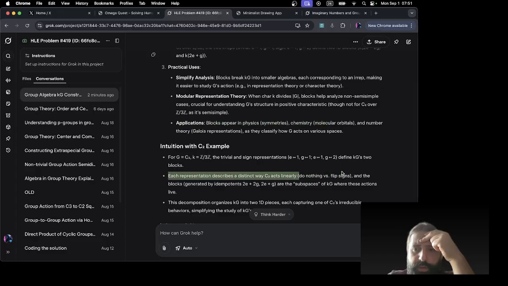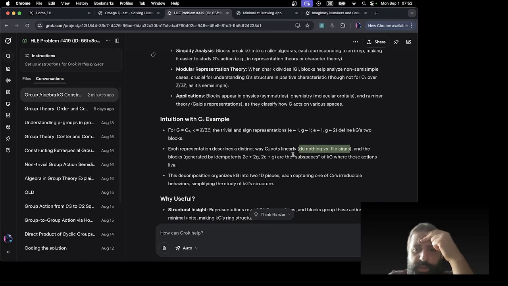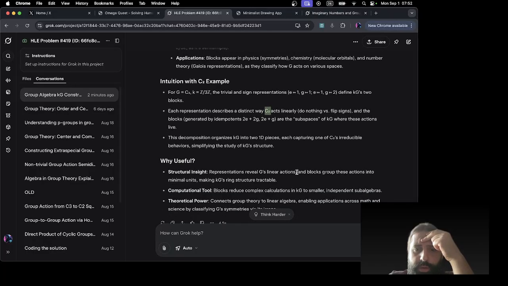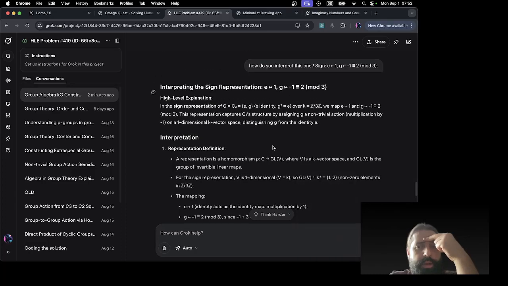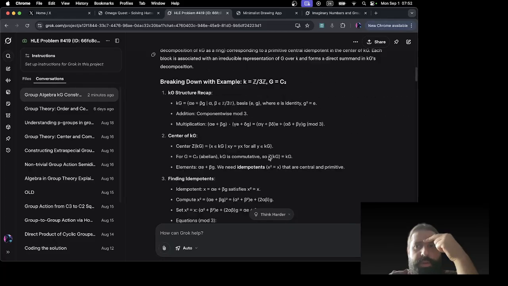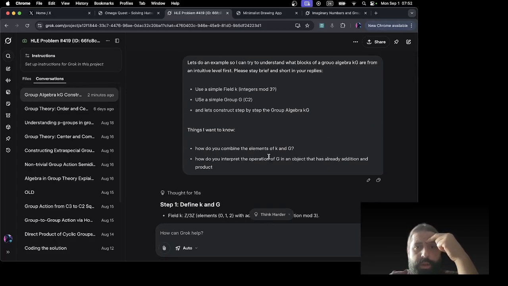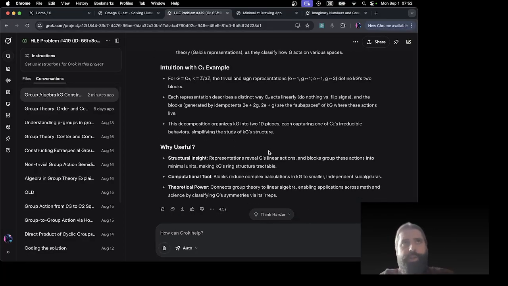Do nothing versus flip signs. Sure, but I know that it's not the case that it's because C2 has order 2. I'm gonna get there, okay? I'm gonna get there. So I'm not 100% sure why we're doing this. Why do you need to do these? I need to think about these.